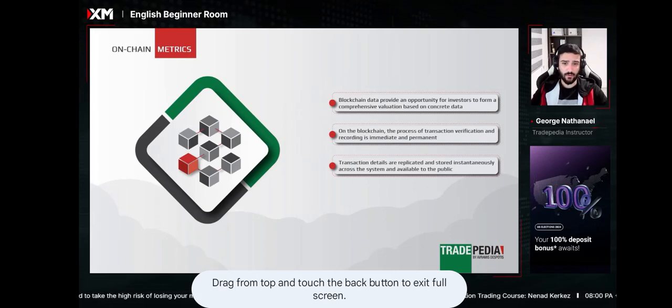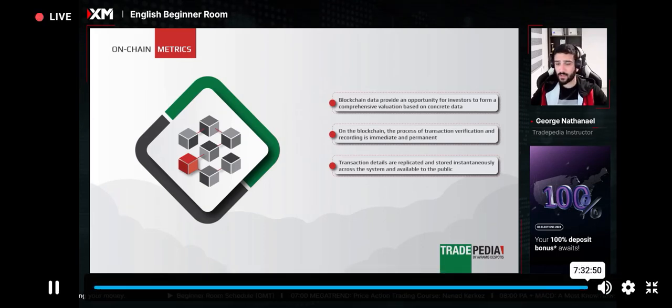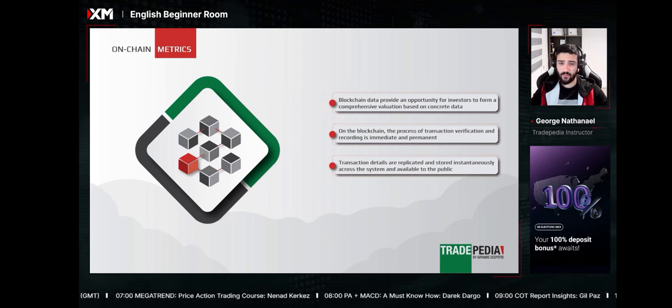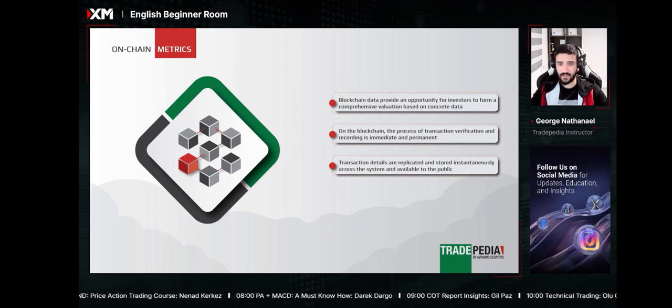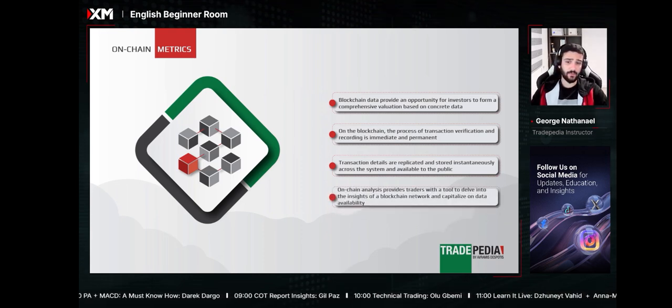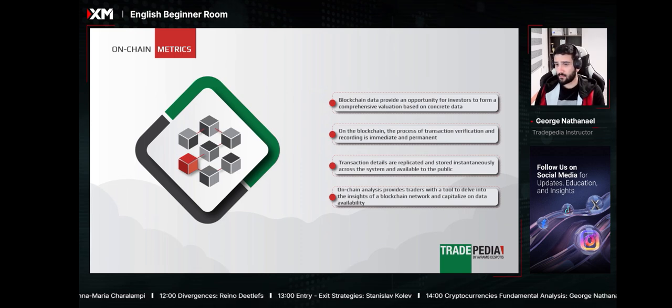node across the system. In the case of a public open source blockchain, this information is made available for everyone to see in full transparency. Now, in summary, the on-chain analysis provides crypto traders with a fascinating tool to delve into real-time insights of a blockchain network. This gives them the opportunity to capitalize on the advantages offered by a more data-abundant and transparent crypto market.